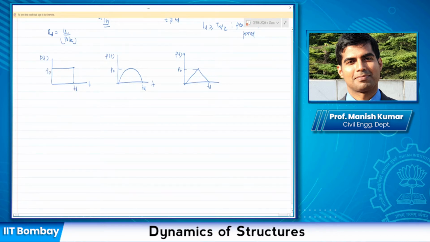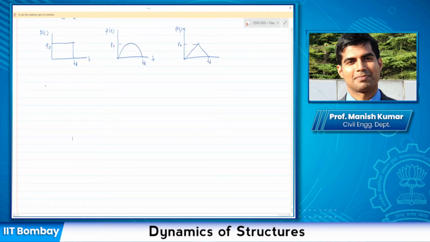Now if a single degree of freedom system is subject to all three pulses, and I'm giving you that my Td is greater than Tn by 2, or let us say Td by Tn is much greater than 1, so there is no confusion at all. Basically the duration of these pulses is much greater than the time period of the system.